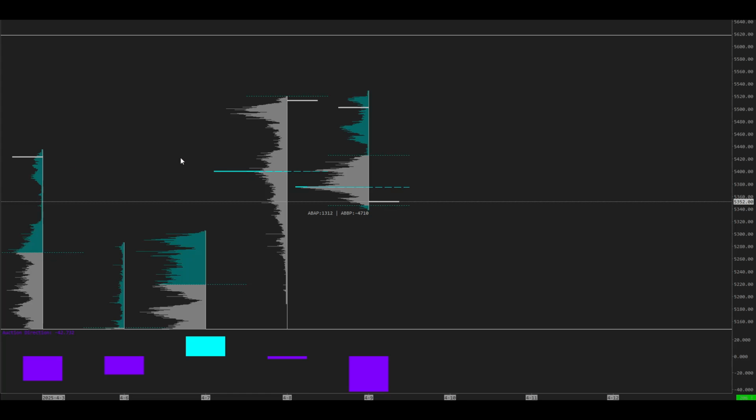And I'm short right now, but I won't be short if it can gain acceptance back above the value here. So that would be my cue to get out. I think it's going to flush down though. That's the expectation when we have this kind of distribution.